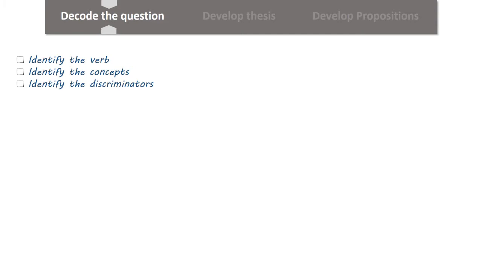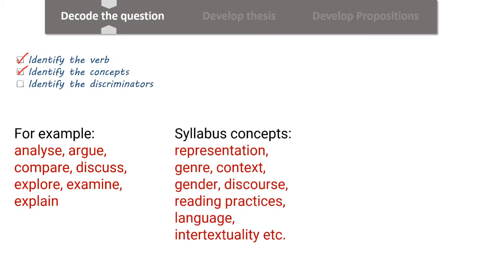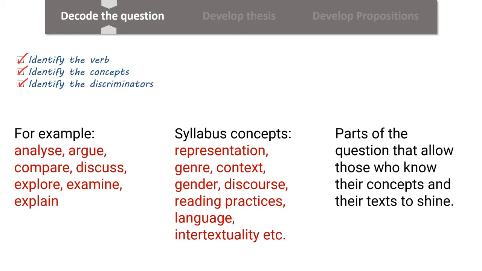So let's start by revising what we said about decoding the question. We first need to identify the verb. For example, analyze, argue, compare, discuss, explore, examine, explain. What is it that the question is asking us to do? Then we need to identify the key syllabus concepts. These could be representation, genre, context, gender, discourse, reading practices, language or intertextuality, and so forth. You'll see that in your syllabus. And then identify the key discriminators. And those are the parts of the question that allow those who know their concepts and their text to shine.